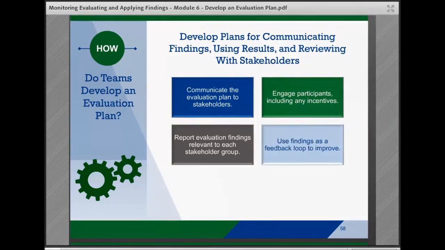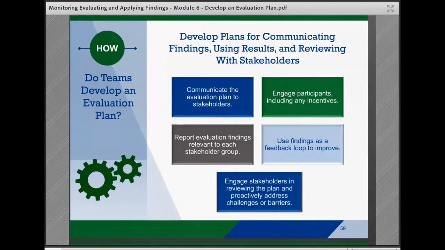Utilize findings as a feedback loop to improve. Teams may use findings to improve the intervention and its implementation, and to make decisions about spreading, adjusting, or discontinuing the intervention. And before they finalize their evaluation plan, teams should engage stakeholders in reviewing it. This can help integrate multiple perspectives on the plan's feasibility and identify any barriers or challenges and potential solutions.